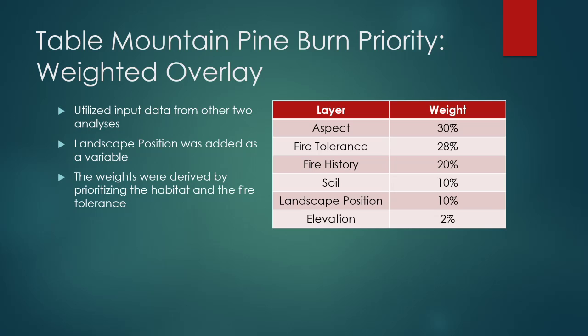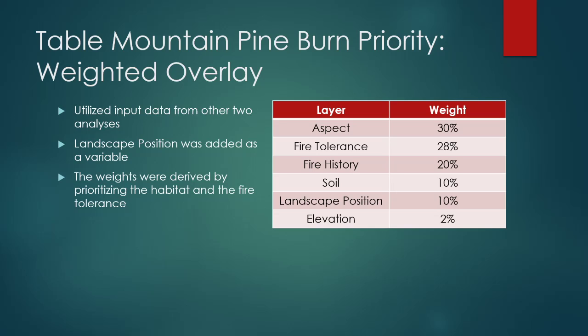I knew from my readings that Table Mountain pine prefers warm and dry site conditions, and that aspect played a major role for the location of Table Mountain pine habitat. The southwest aspect is the warmest and driest microclimate within the landscape, so these areas got the highest weight.